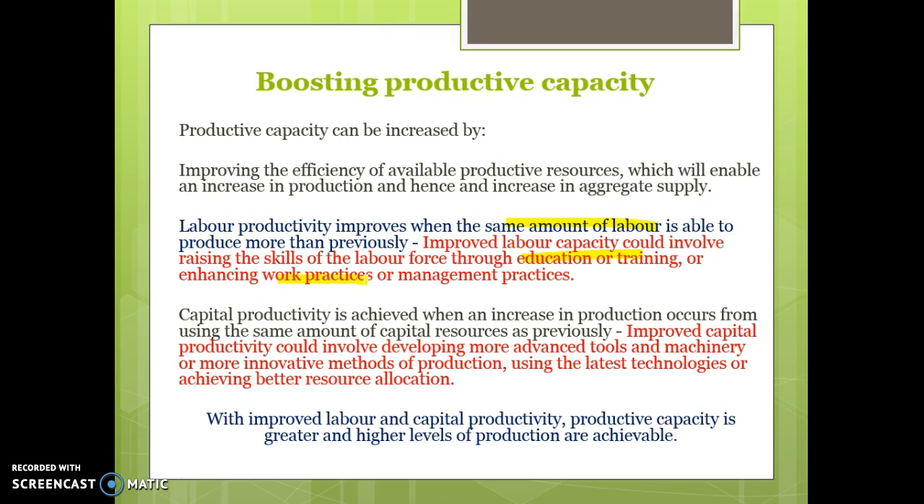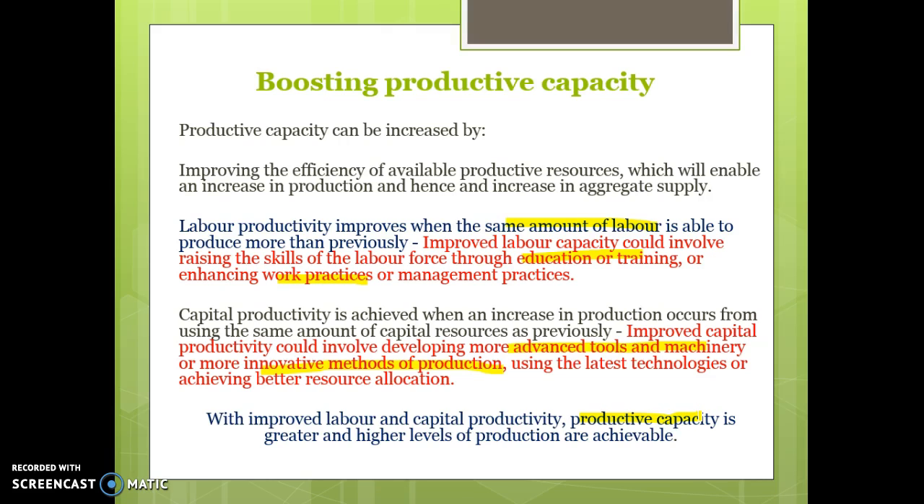And then we have capital productivity, which is all about trying to increase production using the same amount of capital resources, or maximising our output per use of capital resources. And that can be achieved by using more advanced tools and machinery, more innovative methods of production, using the latest technology available. All of that is achieved to try and boost capital productivity. Improved labour and capital productivity helps to boost our productive capacity because we're able to produce more with our given level of resources.